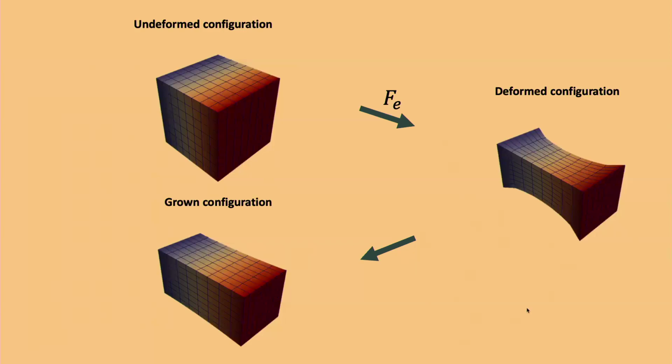We say the first deformation is the elastic deformation, so we denote it with the subscript E. And then the second deformation is the growth deformation, and it has a subscript G. All the stress that occurs, you normally just attribute to the elastic deformation. And then the total deformation is simply the product of these two tensors. But this is obviously a very simple example. Normally, real life is a lot more complicated.